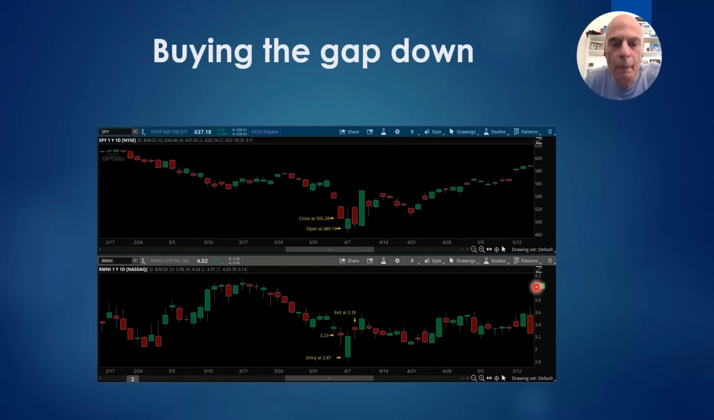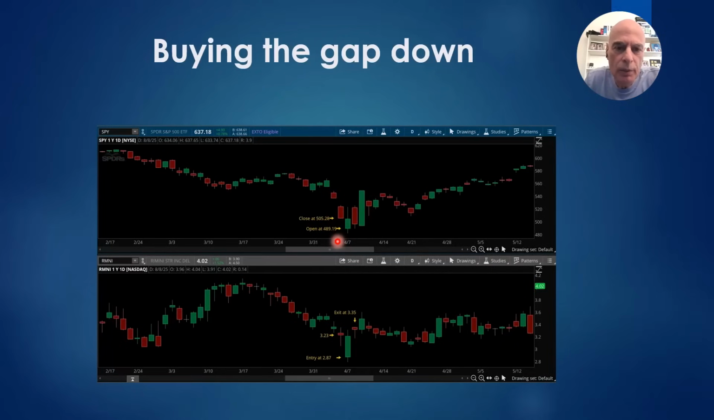Now I want to show a particular example of a successful trade for this strategy. Of course, 60% are profitable and 40% are unprofitable. This particular one was picked because it shows what a perfect trade is for this particular strategy. So we'll go back to April 6th and we'll look at the SPY.